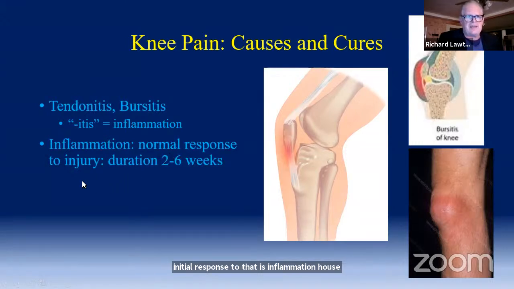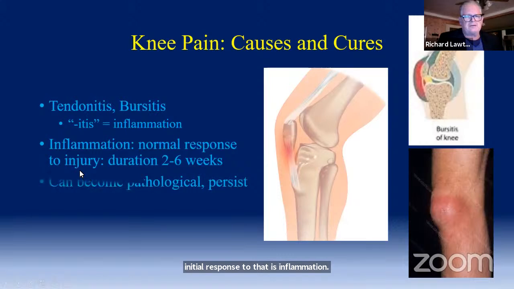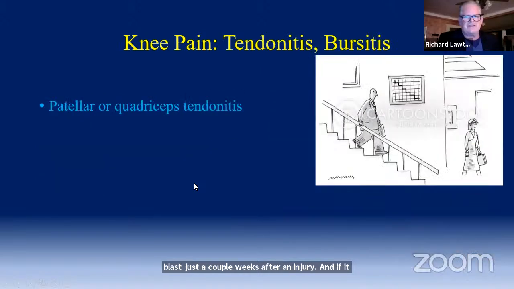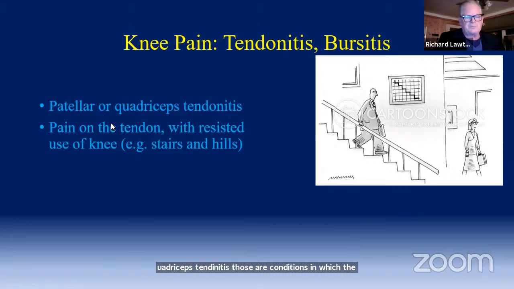However, it can get out of hand. Normally it lasts just a couple weeks after an injury. And if it becomes pathological and persists, that is abnormal. A couple examples of that are patellar tendonitis or quadriceps tendonitis. Those are conditions in which the tendons in the front of the knee get inflamed. And it's especially noticeable with pain in the tendon, not in the bone, with resisted use of the knee, such as descending stairs or going downhill.